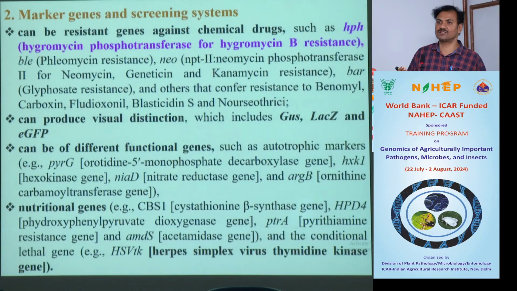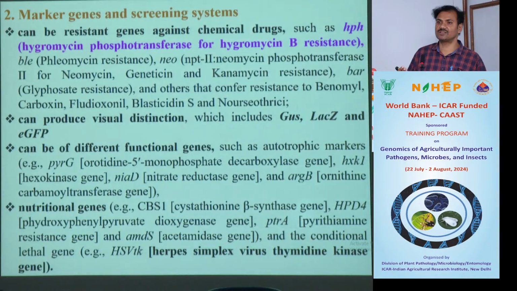Then what are the marker genes? Why do we need a marker? You need to distinguish the transformant from the non-transformant, so you need a marker system. In bacteria, ampicillin and kanamycin are very commonly used. In eukaryotes, plants and others, the most common marker is hygromycin. I have highlighted it here.